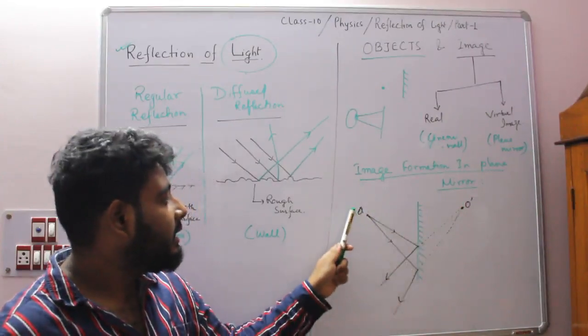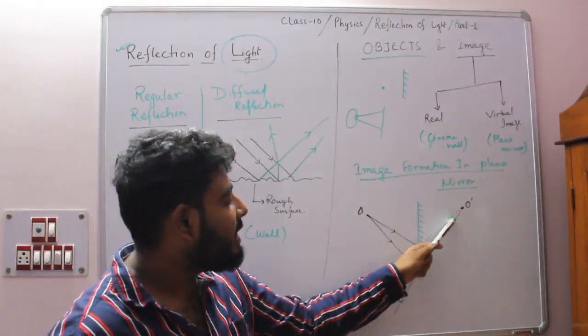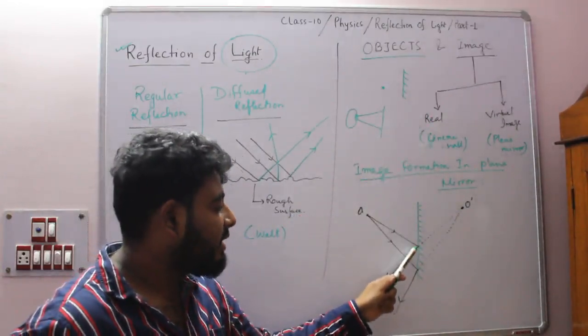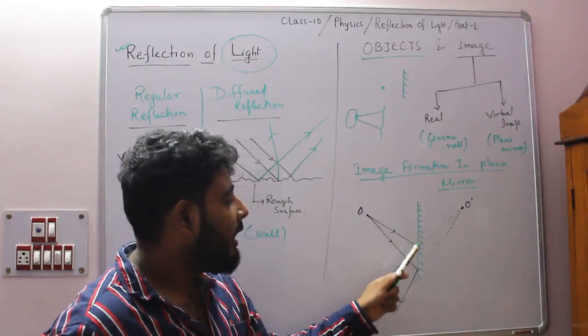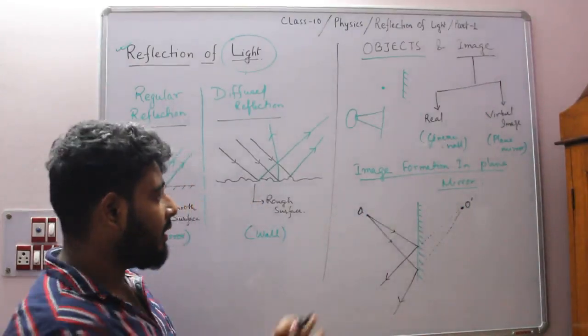So after reflection, if the rays are actually meeting at a point, then it is called real image. And if the rays after reflection appear to meet at a point, then it is a virtual image. Clear?